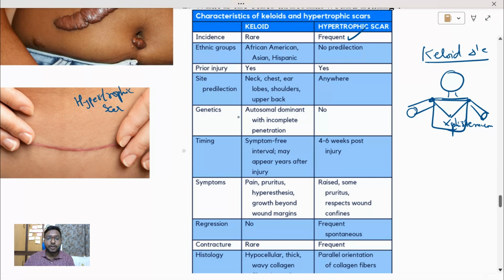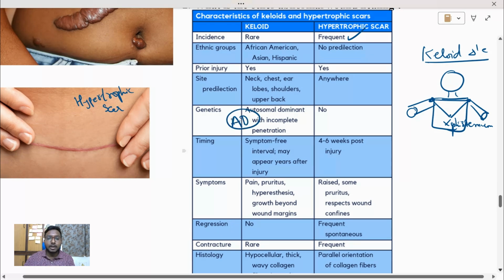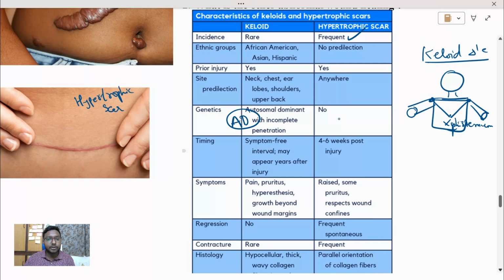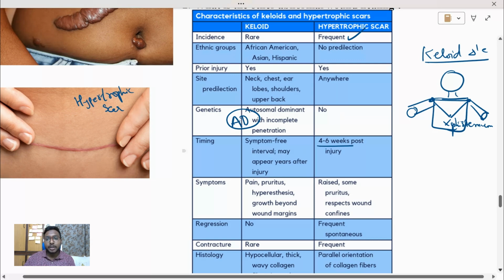Okay, right. So as you can see, the familial inheritance will be in an autosomal dominant pattern in case of keloid, and there is no such genetic pattern in case of hypertrophic scar. Usually hypertrophic scar occurs after 4 to 6 weeks approximately, whereas keloid is one we see clinically somewhere after months or years.